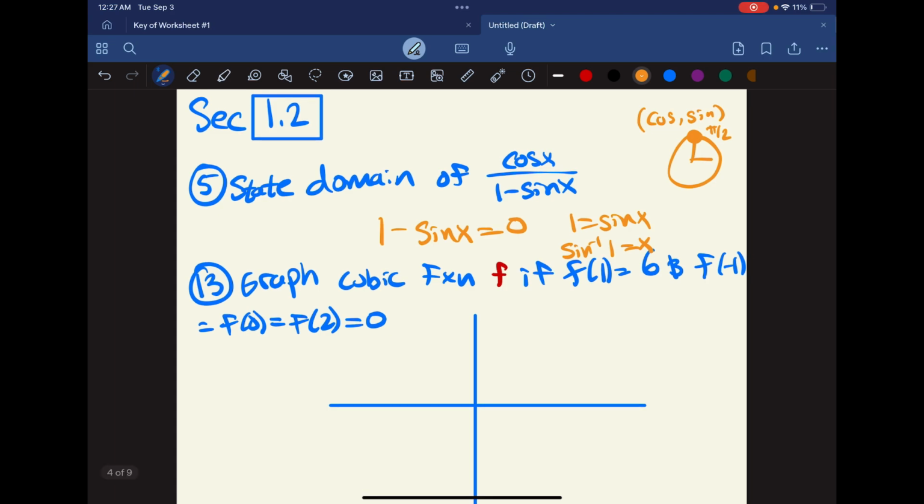So our answer would be pi over 2, but then also, if you recall the graph of cosine, for example, it looks something like this. It keeps going up and down and up and down. It repeats every 2 pi, because 2 pi is one full rotation around a circle.